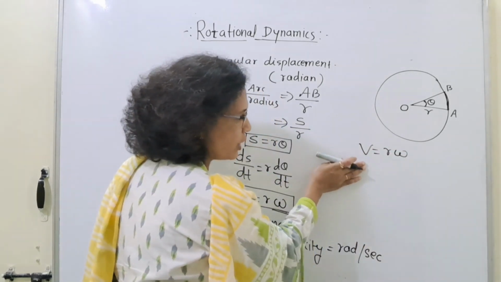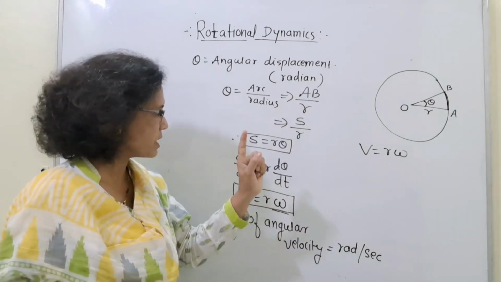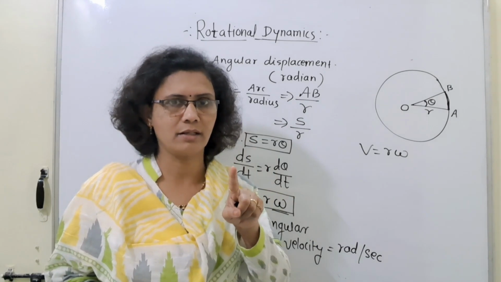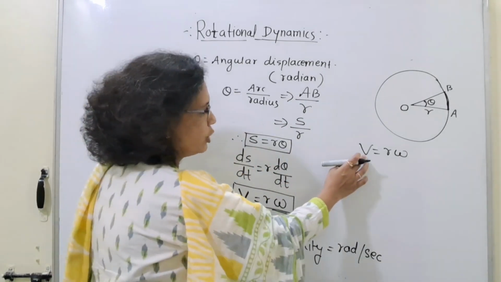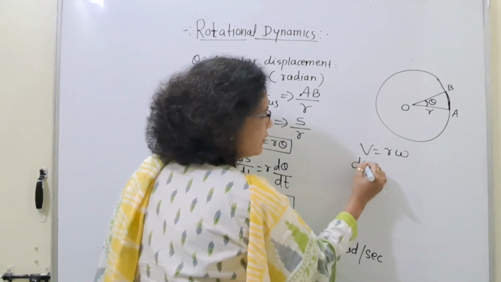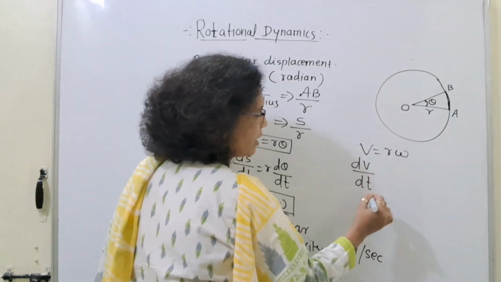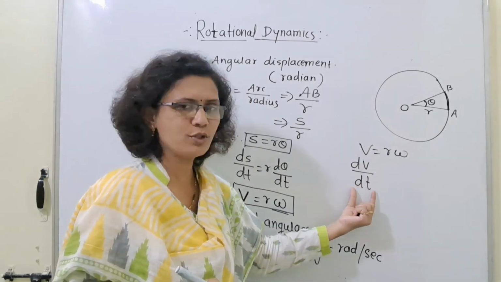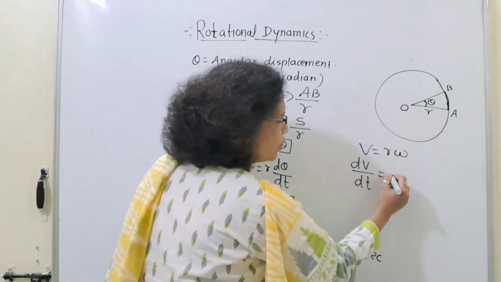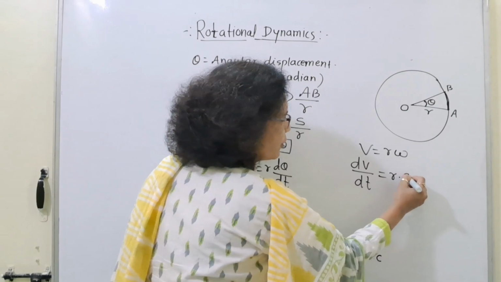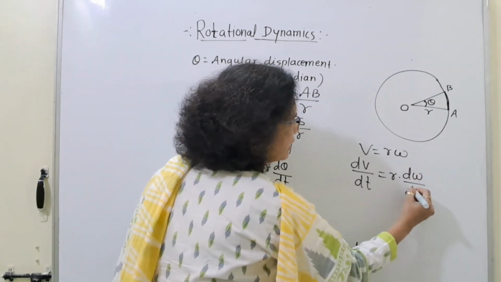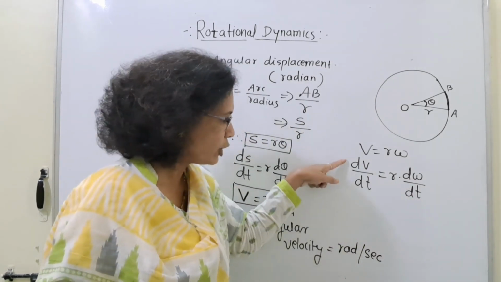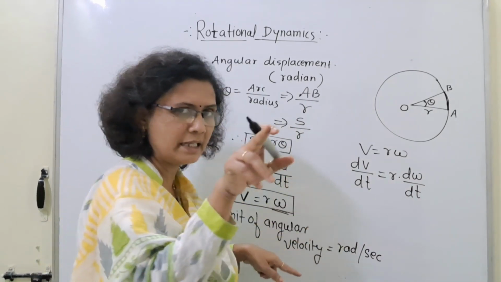Rate of change of velocity. See, rate of change of displacement, rate of change of velocity, you have already seen in 11th standard. So rate of change of velocity, that is dV by dt. Rate of change of velocity means change in velocity upon change in time. That is equal to R, it is constant, therefore d omega by dt. That is rate of change of angular velocity. Rate of change of linear velocity, it is linear acceleration.